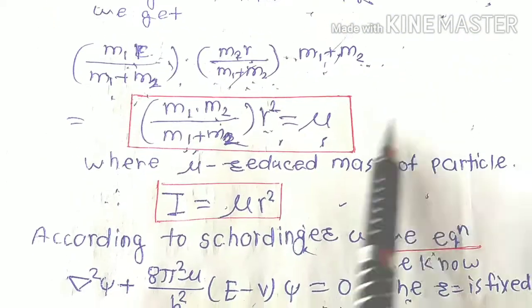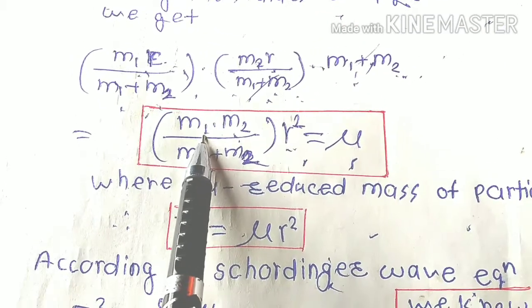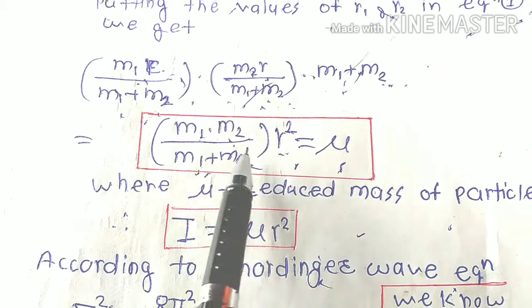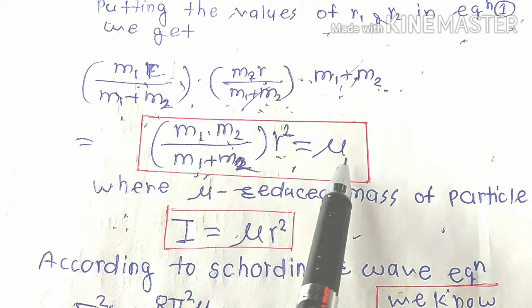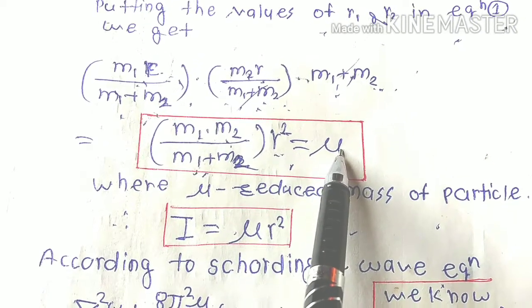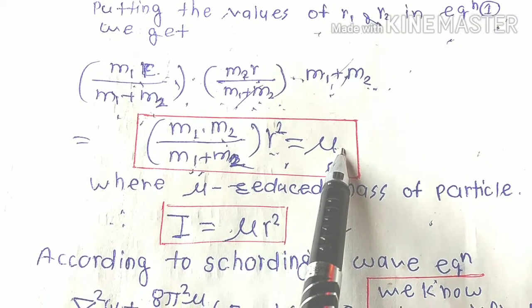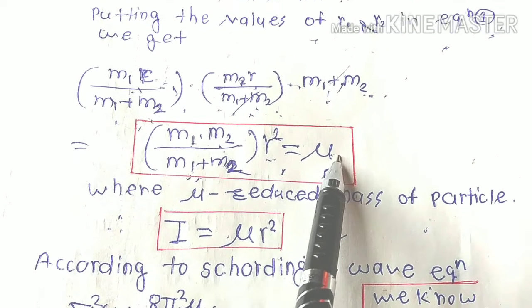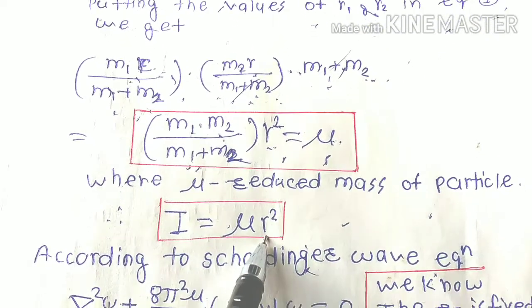So we get the equation μ = m1 m2 / (m1 + m2), and here μ is the reduced mass of the particle. So we get the equation of moment of inertia: I = μ r².